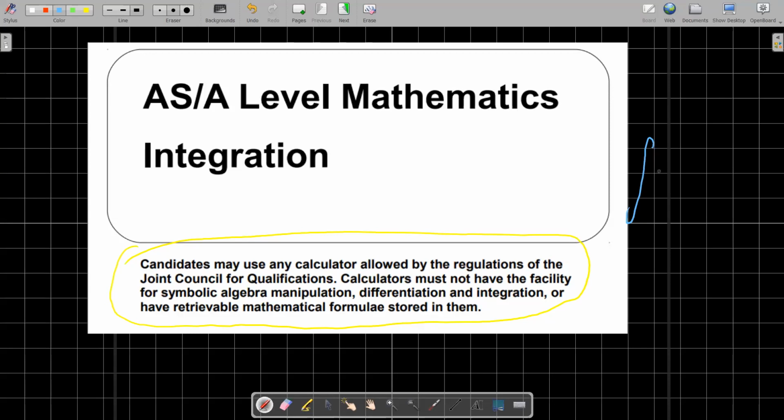For example, when you just enter integral x cubed dx, there are some calculators that will give you the direct answer, telling you that the answer is x to the power of 4 over 4 plus a constant c. So that is not allowed. Let us get to work.